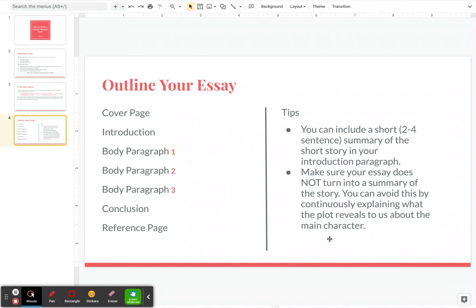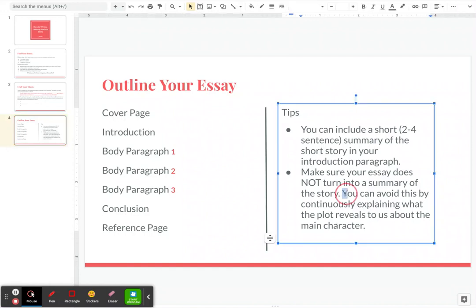Now, I want to make it clear, you do not want to turn this whole essay into a summary of the story. And you can avoid doing this by continuously explaining what the plot reveals to us about the main character. All right, so those are my tips for writing this essay.